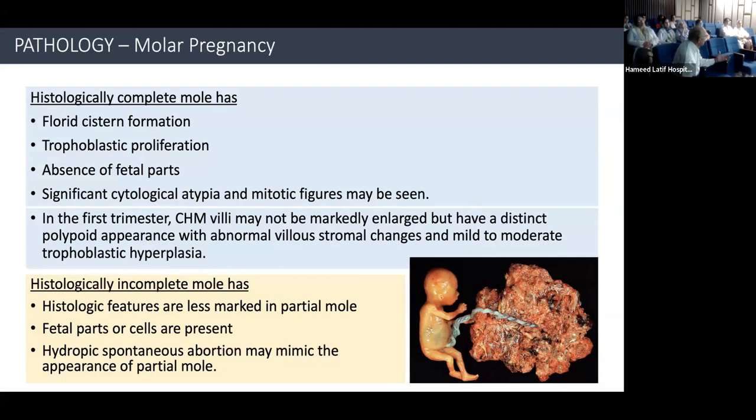So those are the features which are found even in complete mole, which per se is not considered malignant. In the first trimester, villi may not be there, but later they develop. Histological features in partial mole are less marked, and there may be fetal parts or cells present, and hydropic spontaneous abortion may mimic this.